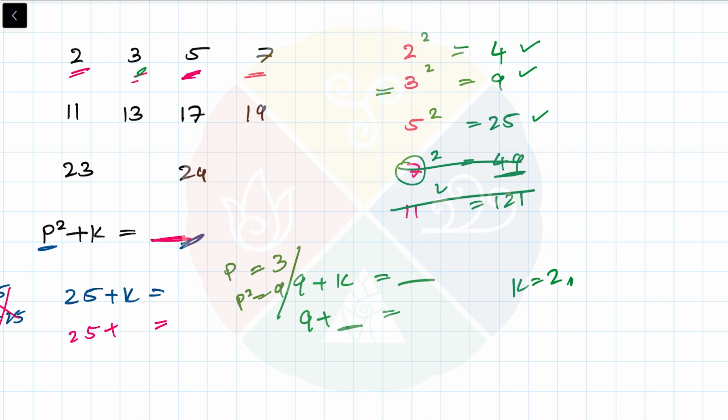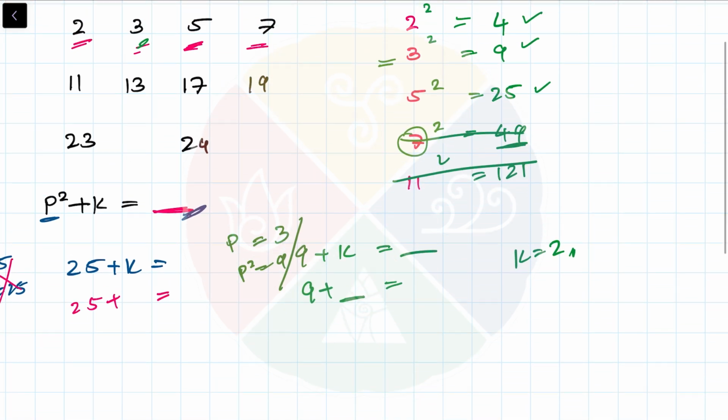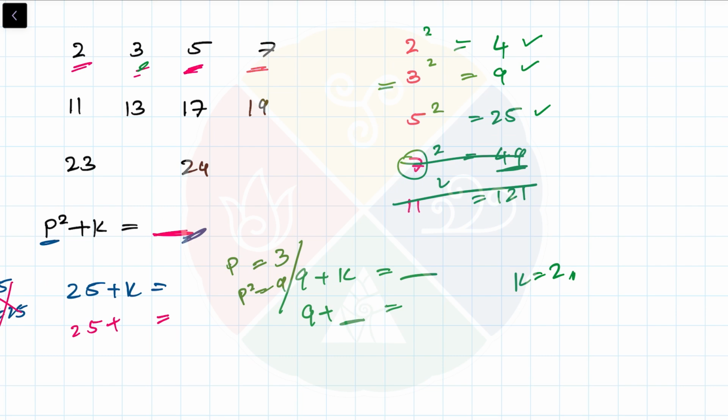What is 9 plus 7? 9 plus 7 is 16. Not a prime number. 9 plus 11 is 20. Not a prime number. 9 plus 13 is 22. Not a prime number. 9 plus 17 is 26. Not a prime number. 9 plus 19 is 28. Not a prime number. 9 plus 23, that is 32, greater than 30. So that's the only possibility when p is 3. k can only become 2. None of the other values generate a prime number.